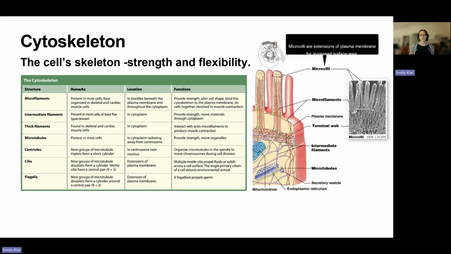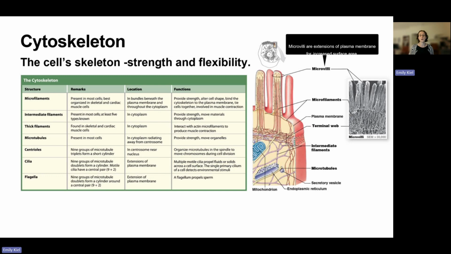The cytoskeleton is the cell skeleton, and it provides strength and flexibility. There are several different molecules that we see under the heading of cytoskeleton. We have microfilaments, which are particularly organized in skeletal and cardiac muscle cells. We have thick filaments that are found in skeletal and cardiac muscle cells, as well as intermediate filaments. Microtubules are in most cells, and they will actually radiate away from the centrosome to provide strength and move organelles.